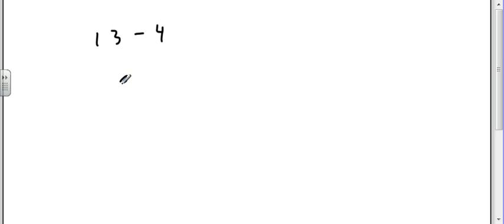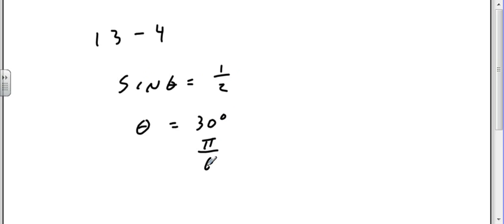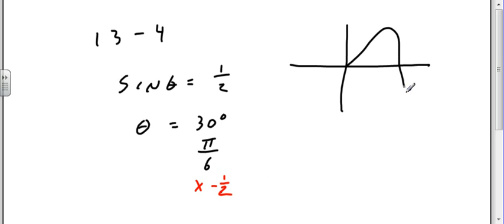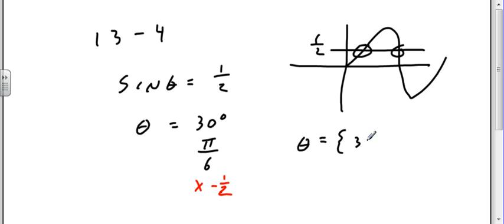So let's say that I have sine of theta is 1/2. What is theta equal to? And you say, well, 30 degrees, right? Yeah, pi over 6, right? And I say, okay, minus 1/2. Why minus 1/2? Well, if I look at the sine function, it goes up, it goes down, it goes up. There are two answers where I'm at 1/2. So I'm at 1/2 in the first and the second quadrant. So theta, the correct answer, would have to be 30 degrees, or it would have to be 150 degrees. I'd have to get both of them.